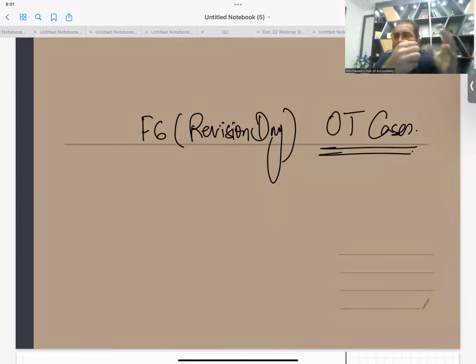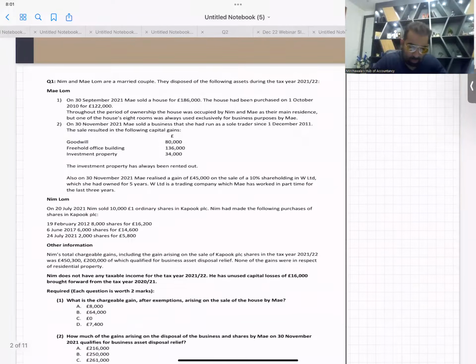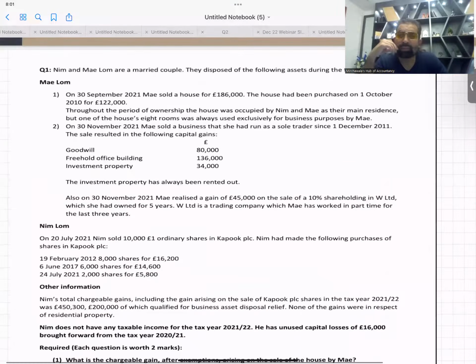So today we are going to discuss some OT cases. I hope you all are working hard and you have made your study plan and are working according to it. Let's move on to the first question. The first question is related to CGT.